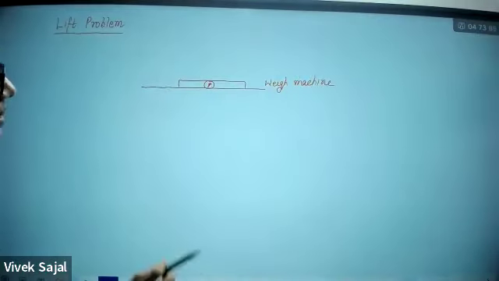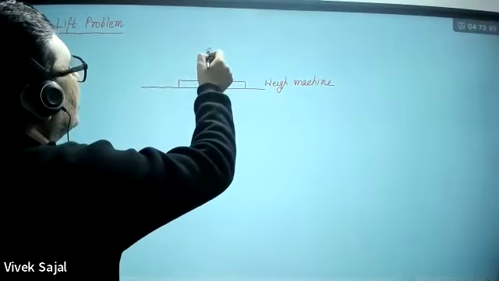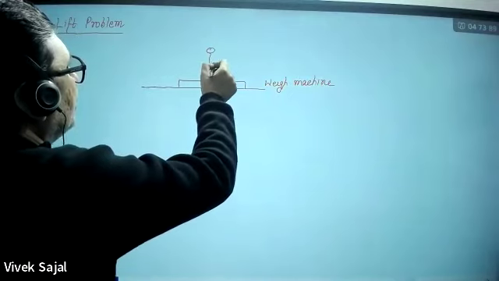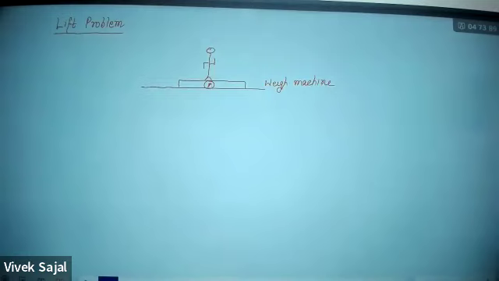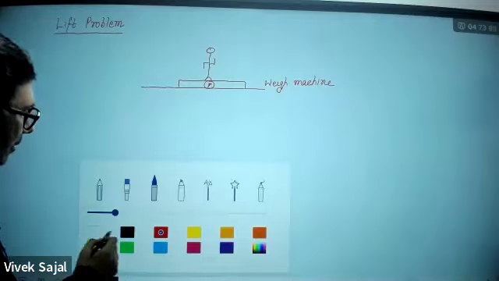Now, try to understand. Suppose a person is standing on this weighing machine. Then what will be the reading of this? What reading will this weighing machine show? Try to understand.